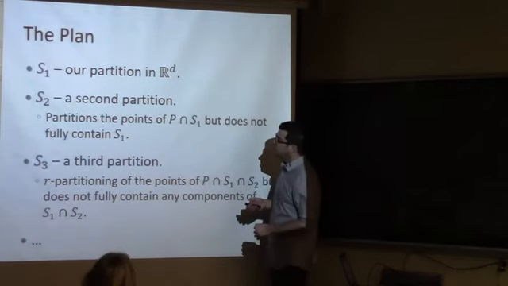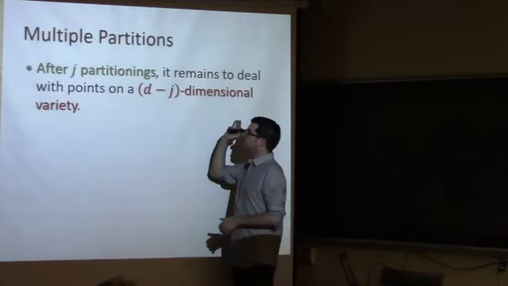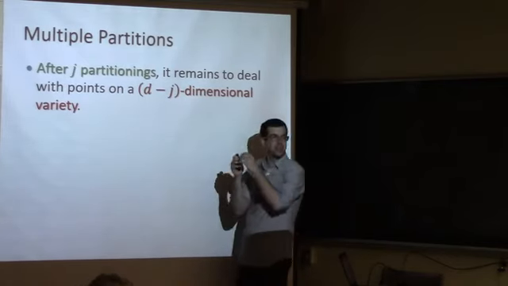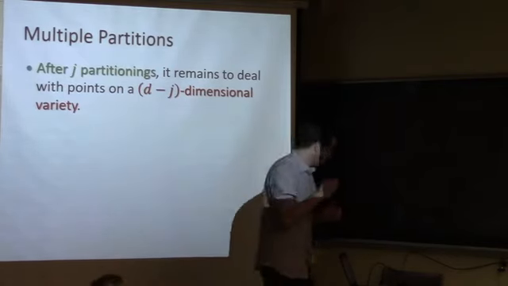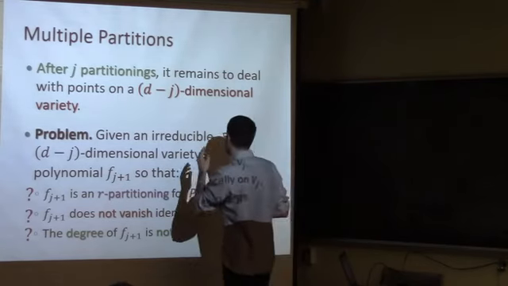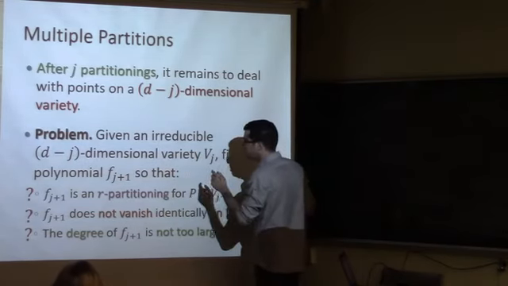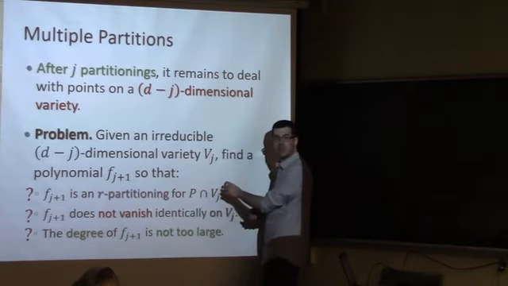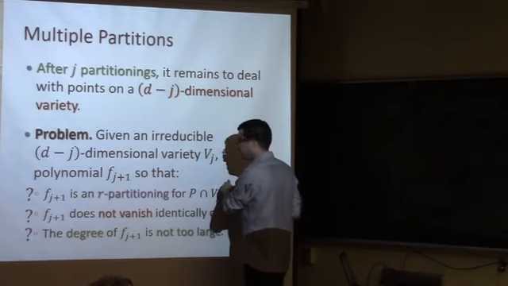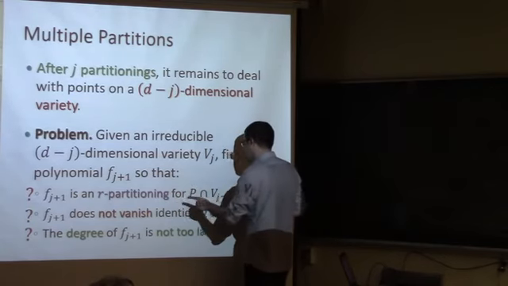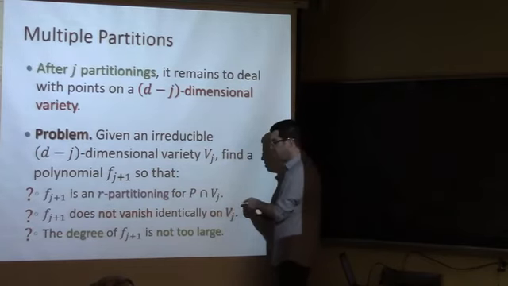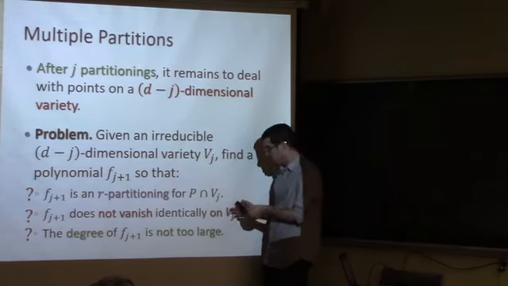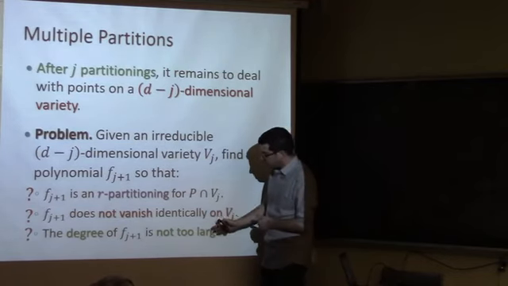So it will look, okay, third one, fine. It will look like this. After j partitionings, we still need to handle an incidence problem where we have points on a d minus j dimensional variety. So what we need is a theorem that looks like this. We're given a variety, V sub j, I'll just call it V, and we wish to find a polynomial f that satisfies the following. There are points on V, and f should be an R partitioning for the points on this variety. It should partition it into cells so that no cell contains too many points. We should be careful that f does not contain V, because if f contains V, there are no cells. We throw away f, we throw away the entire variety, all of the cells are empty, so it's okay, but we didn't do anything. So we need to be careful that it does not contain V, and we still need to bound the degree of our polynomial so that it's not too large.